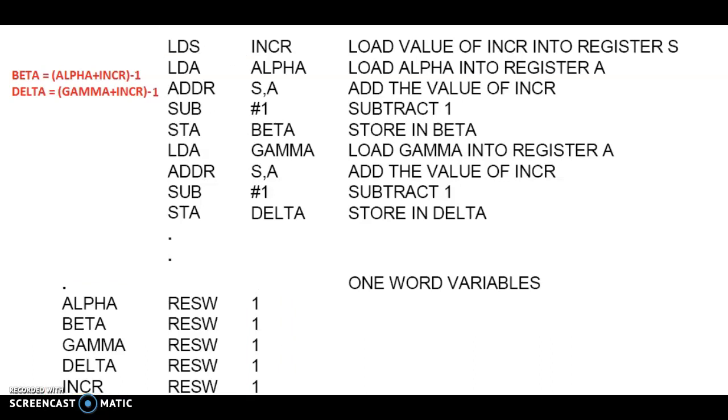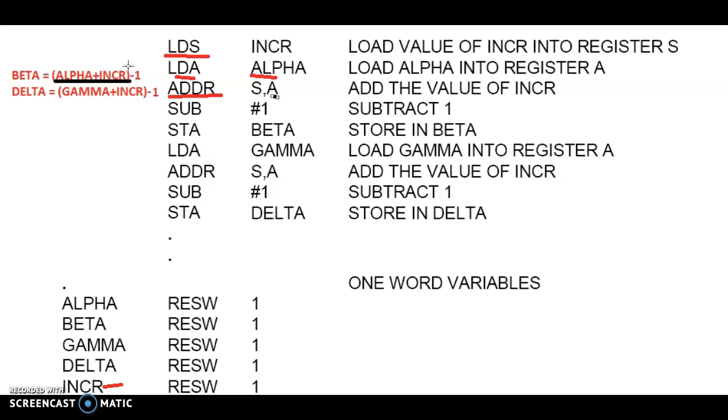first, what we need to do? We need to load the value of INCR. Some value will be stored in INCR, which needs to be loaded to register S. Similarly, load the value of alpha to A using LDA. So we loaded these two variables, alpha and INCR. Now next is ADDR S, A. This performs the operation alpha plus INCR, and the result will be stored in A.